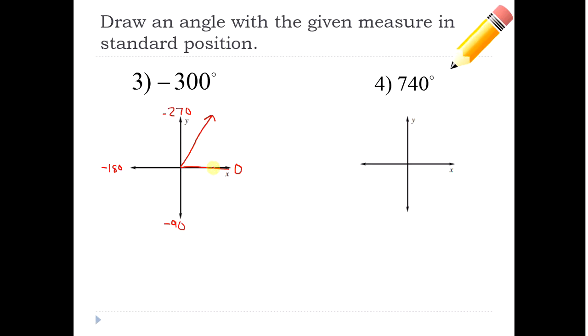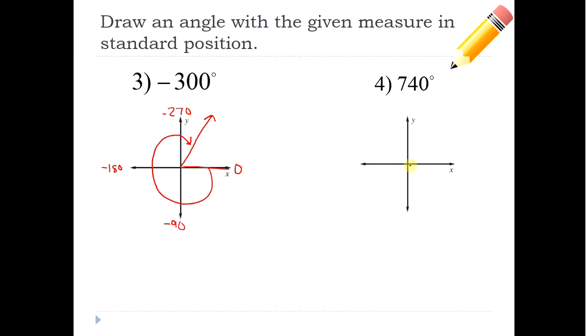That's not 300 degrees. I went negative, so I'm going to sweep all the way around and put an arrow to point to there. That is negative 300 degrees. Now, 740. We're thinking, holy buckets, that's really big. Well, I'm going to find out how much that would actually technically be.